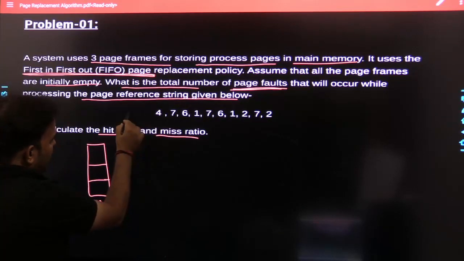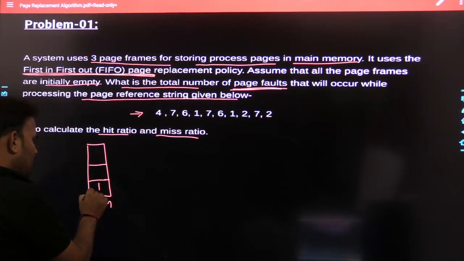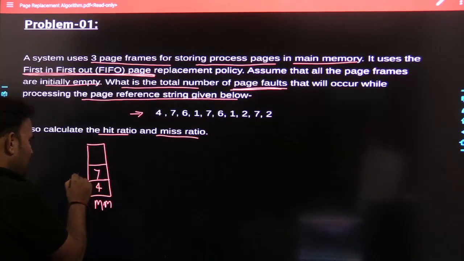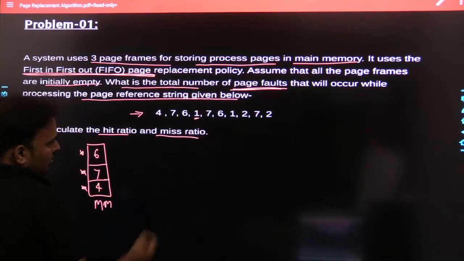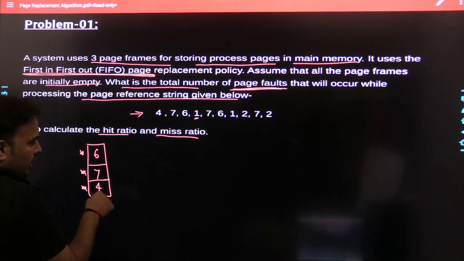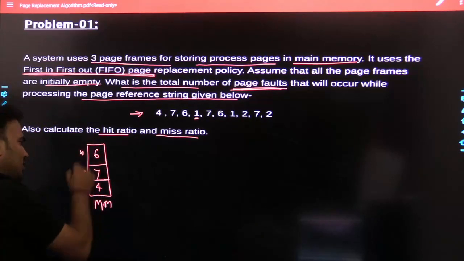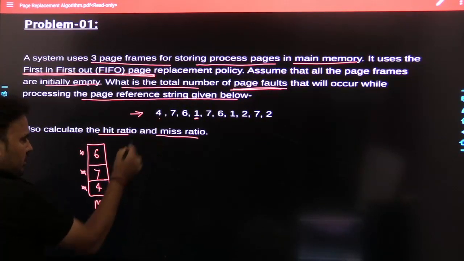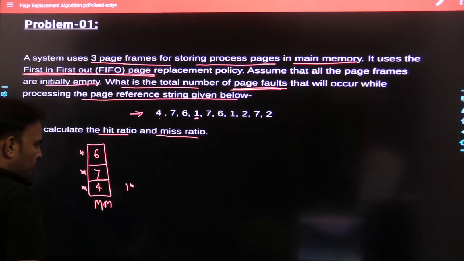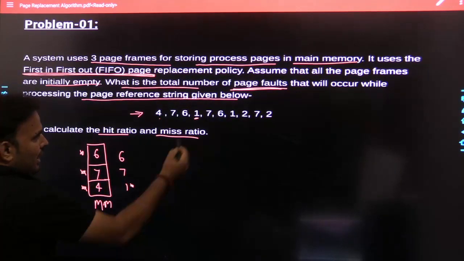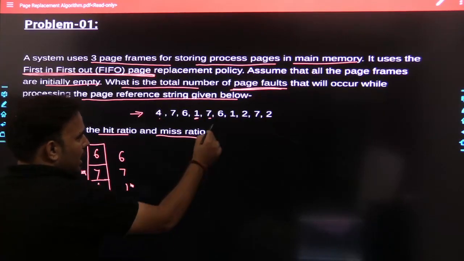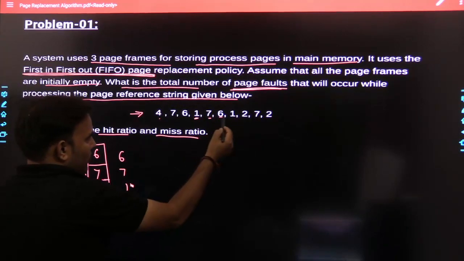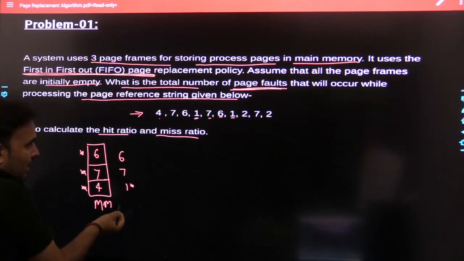This is the reference string, my dear friends. First, when 4 comes, a page fault will occur. 7 comes, page fault. 6 comes, page fault. When 1 comes, it is not there, a miss, which means a page fault will occur. Then which one do we need to replace? The one which came first in main memory. This 4 came first, so 1 replaces it, giving a page fault. Then 7, 6, again 7, hit. Again 6, hit. Then 1, hit again.